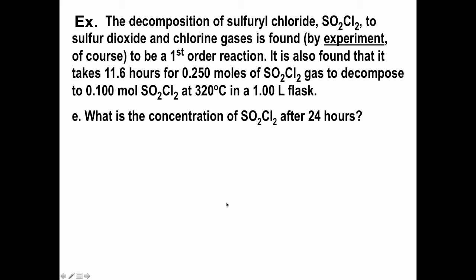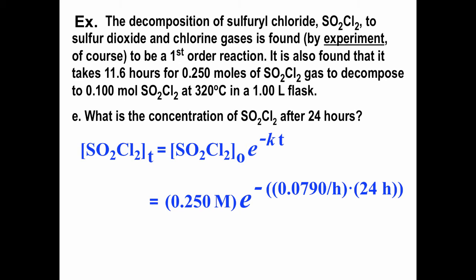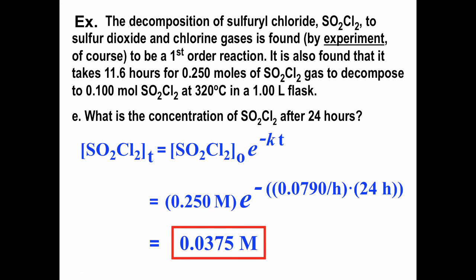So to find the concentration, we now plug into our equation. The values are, we start with 0.250 molar of SO2Cl2. After 24 hours, that's our time. And we use K as 0.0790 per hour, which we found previously. And this gives us 0.0375 molar for our concentration of SO2Cl2 after 24 hours.